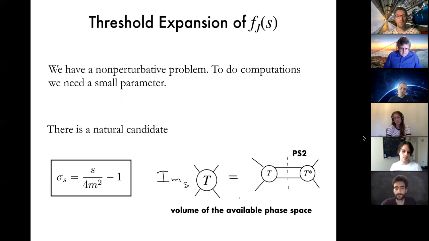In other words, if you have this elastic unitarity relation, discontinuity of amplitude is equal to amplitude squared, here there is a phase space available for the particles. And when you send energy to 4m squared, to the threshold, it shrinks to 0. So sigma s is a parameter which becomes small if you send s close to 4. And essentially, threshold expansion is an expansion at low energies, in sigma s.